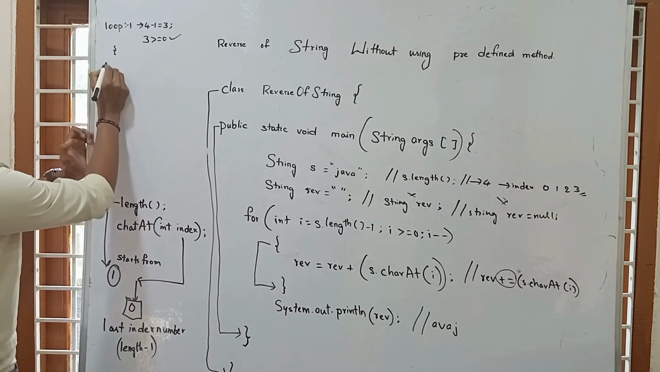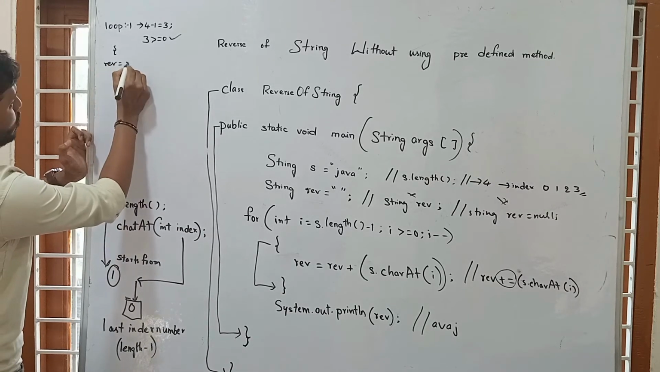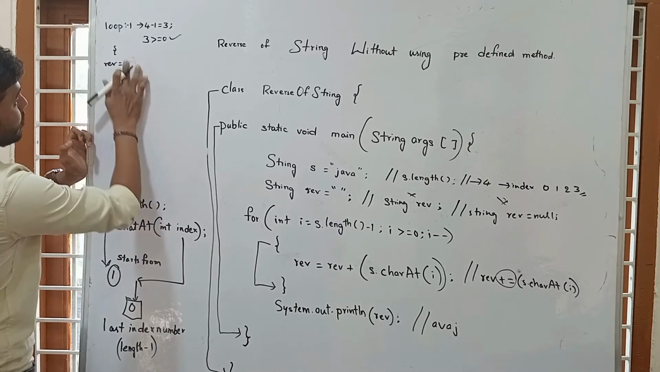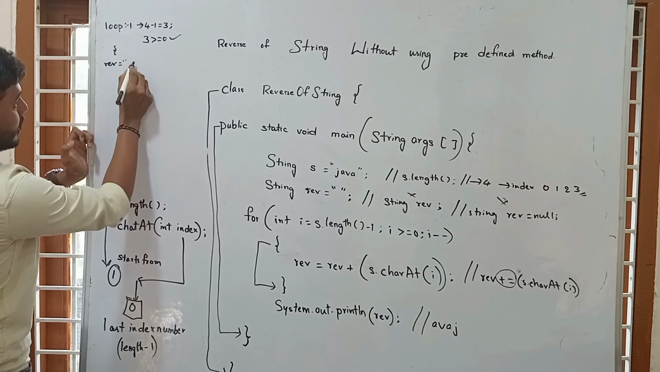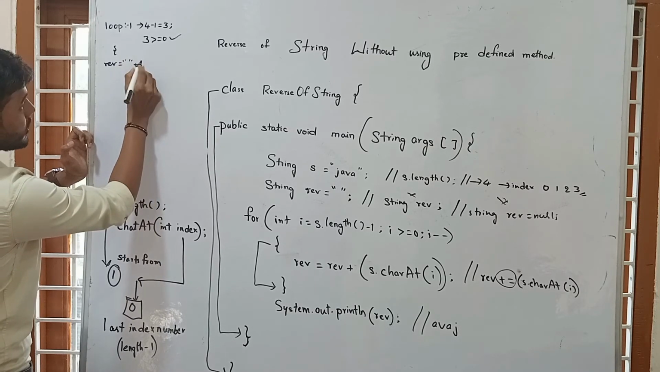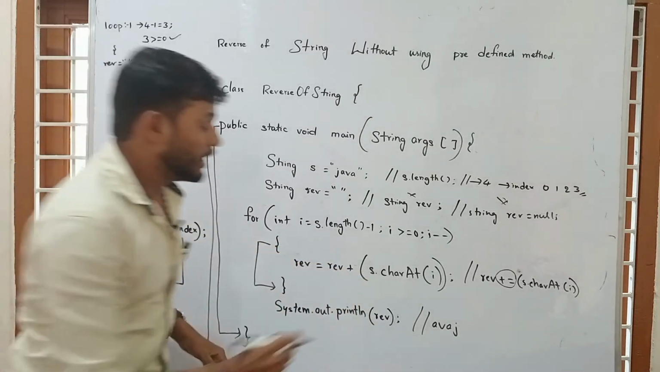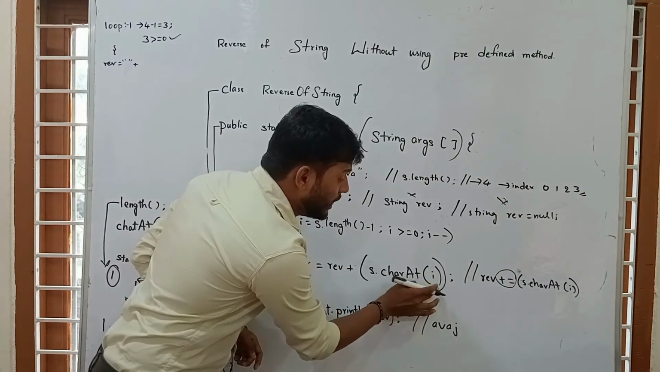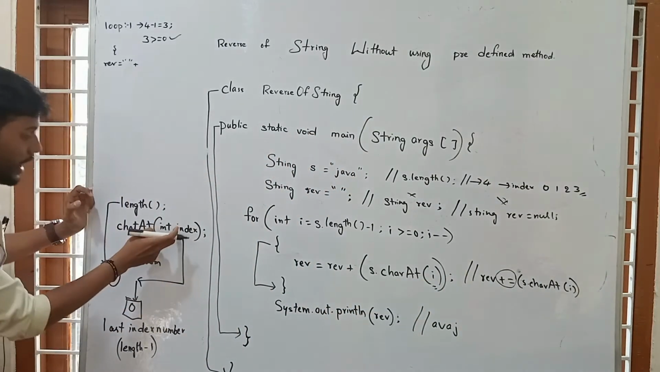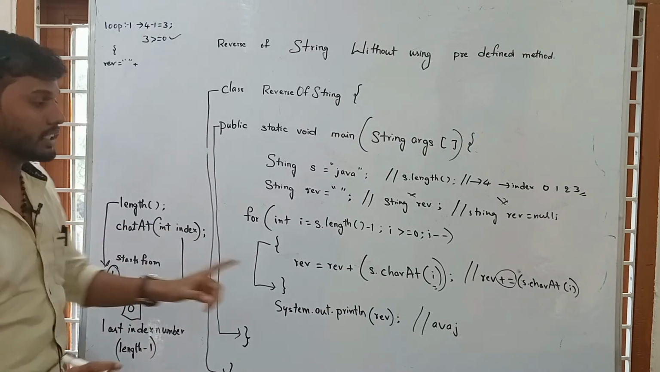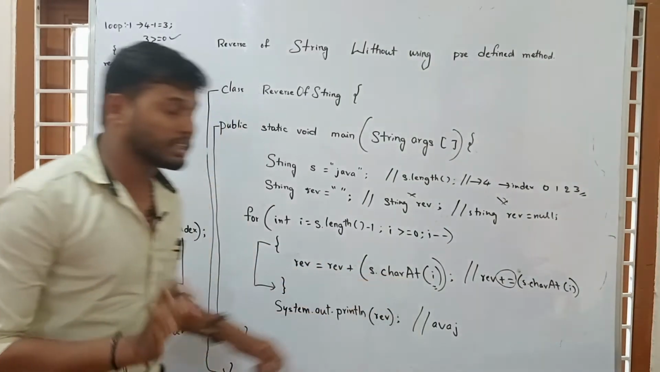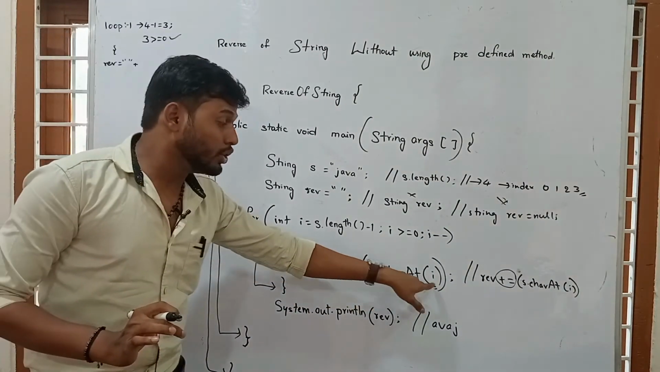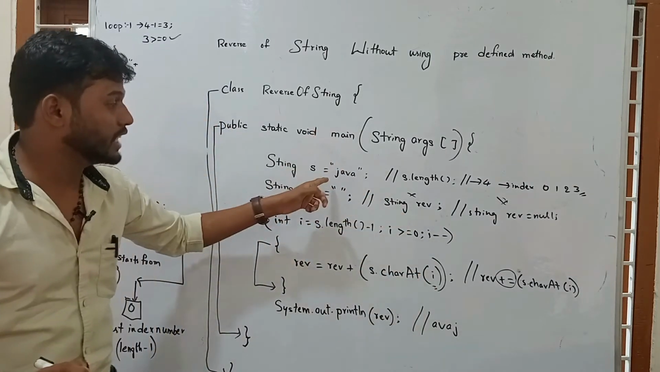Now let us see. reverse equal to reverse. What is the reverse value? Reverse value is null. Null plus s.charAt. Here I already told that I was getting the index number. Now the charAt method was working using this index value, it was getting the characters.